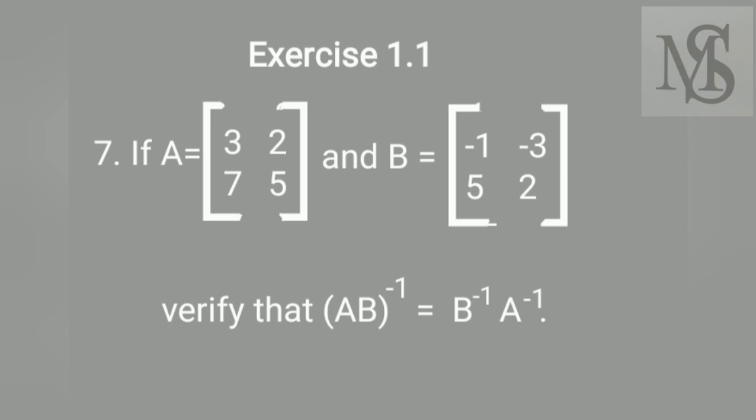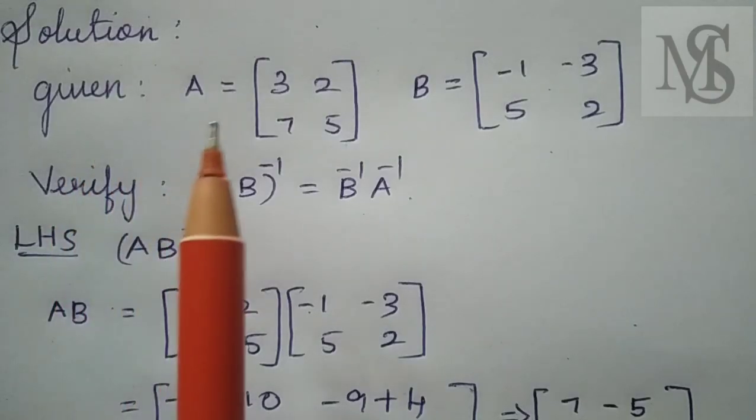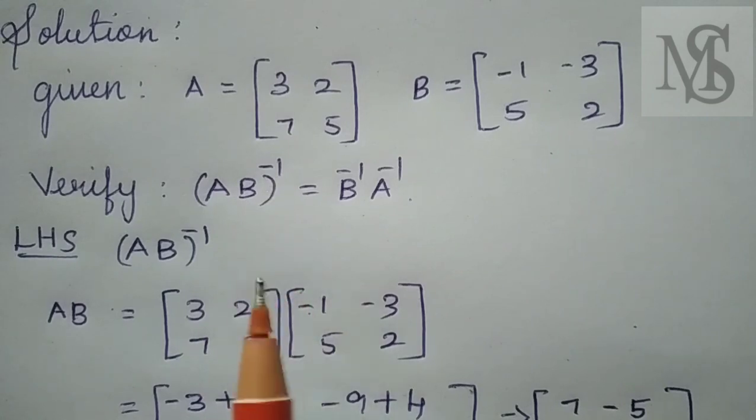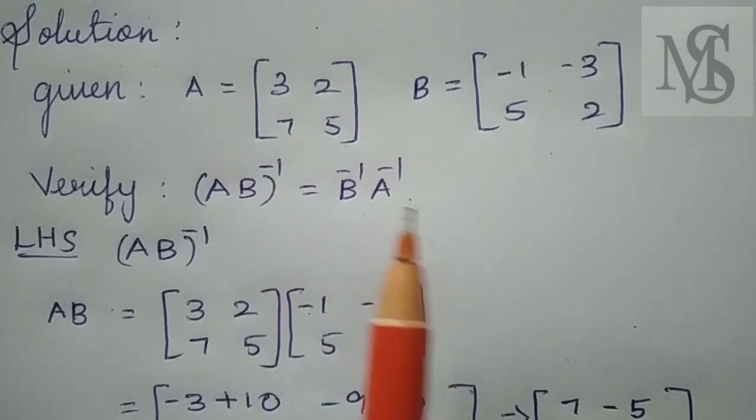Exercise 1.1, 7th sum. If A is equal to the matrix [3 2; 7 5] and B is equal to the matrix [-1 -3; 5 2], verify that (AB) inverse is equal to B inverse into A inverse. Solution. In the question we are given matrix A and matrix B. We have to verify that (AB) inverse is equal to B inverse into A inverse.